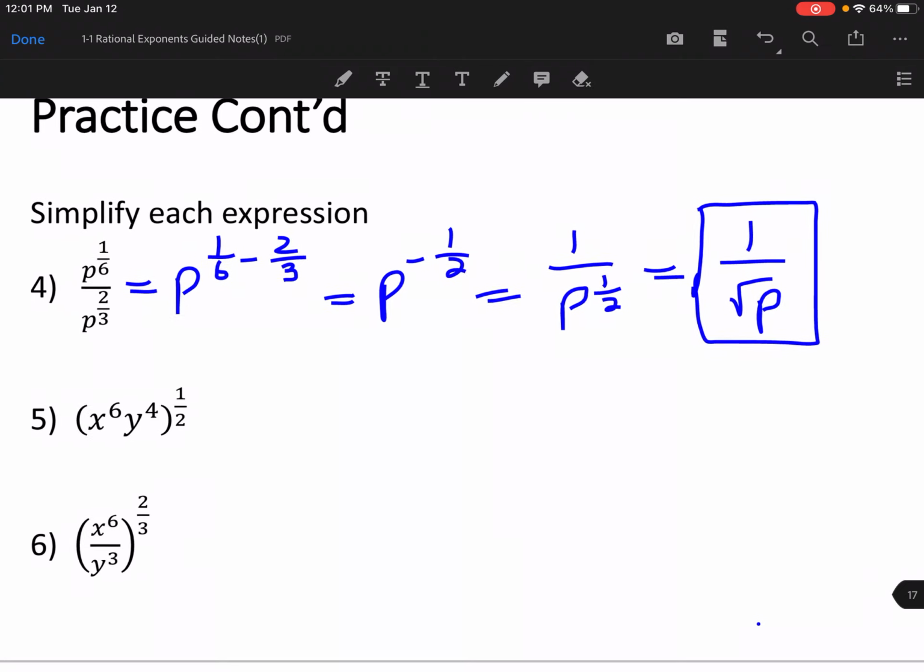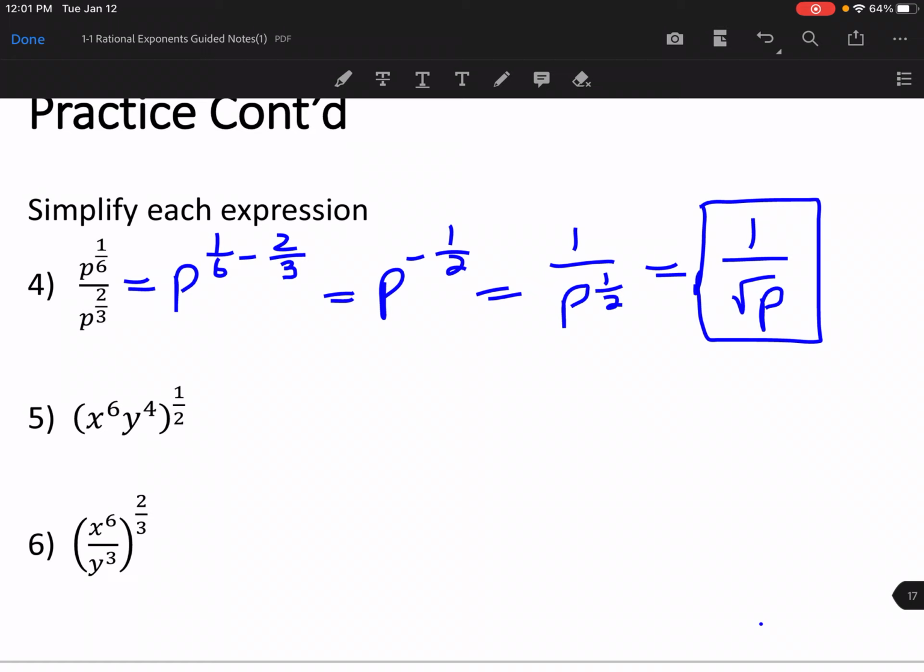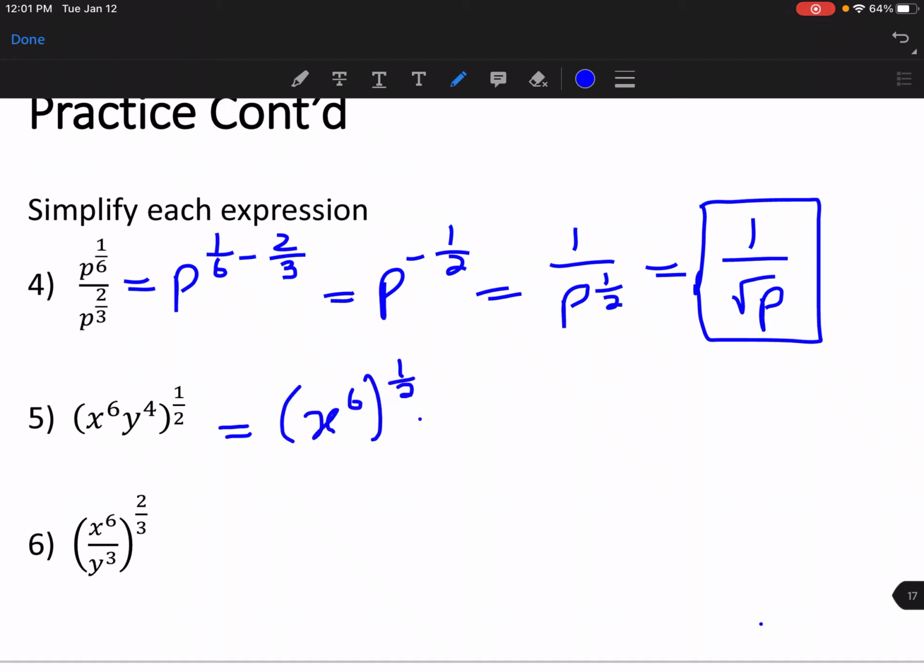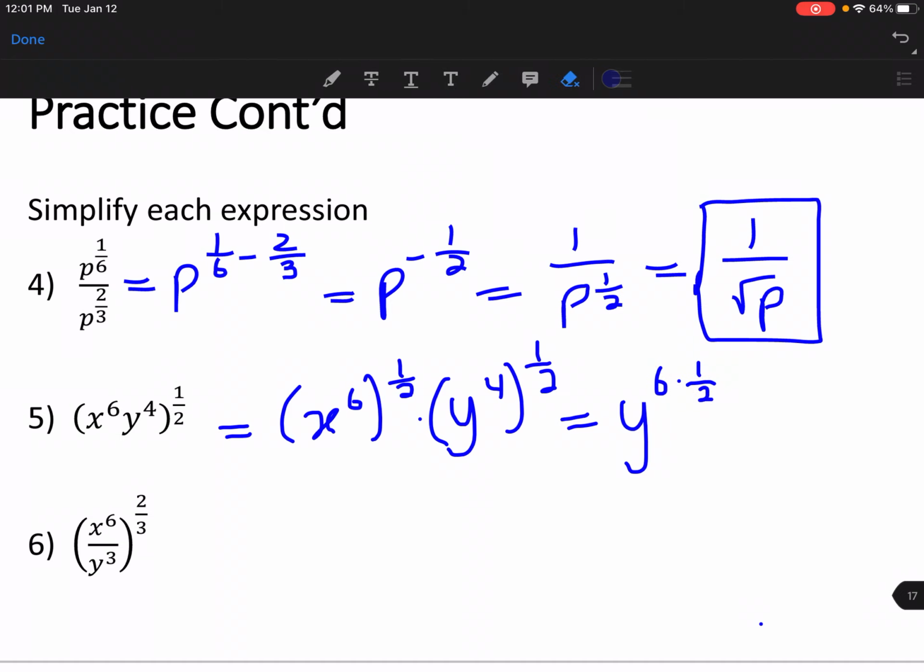And then number 5, if you have x to the 6, y to the 4th, the product of x to the 6, y to the 4th raised to the 1/2, then we need to take each factor and raise it to the 1/2. So I should have x to the 6 raised to the 1/2 times y to the 4th raised to the 1/2. We can write it as a factor, but since it's a variable, we're going to say x to the 6 times 1/2 times y to the 4 times 1/2 also.